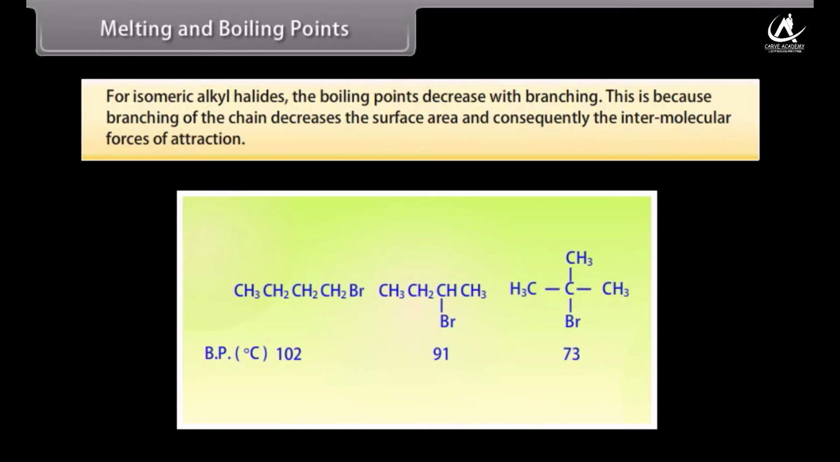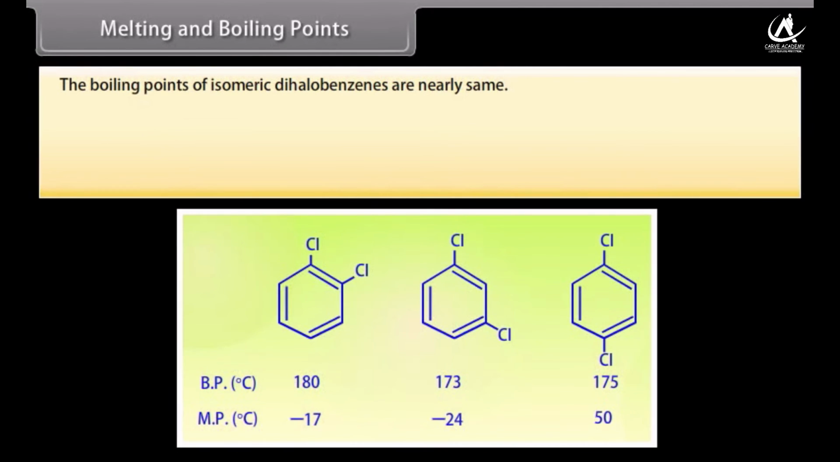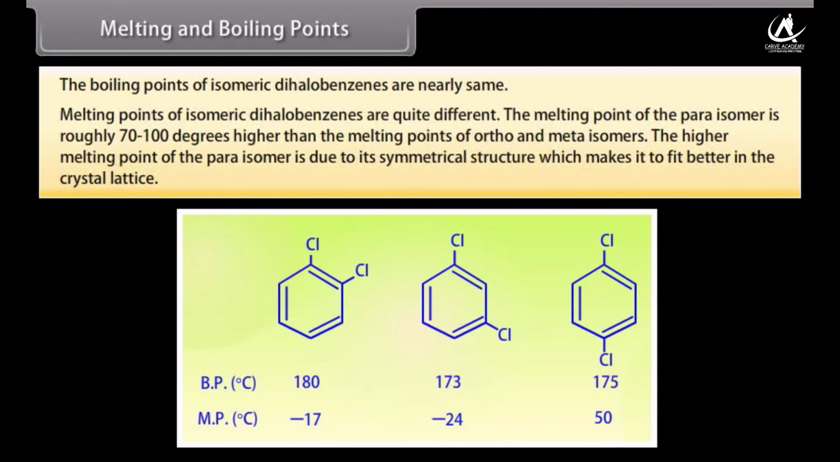Melting and boiling points. For isomeric alkyl halides, the boiling point decreases with branching. This is because branching of the chain decreases the surface area and consequently the intermolecular forces of attraction. The boiling points of isomeric dihalobenzenes are nearly the same. The melting points of isomeric dihalobenzenes are quite different.